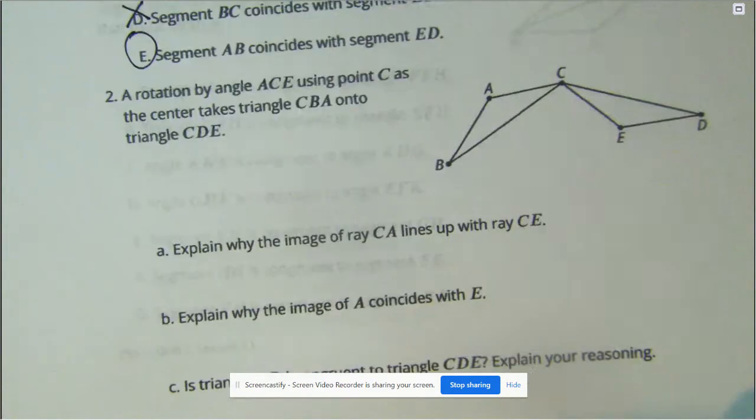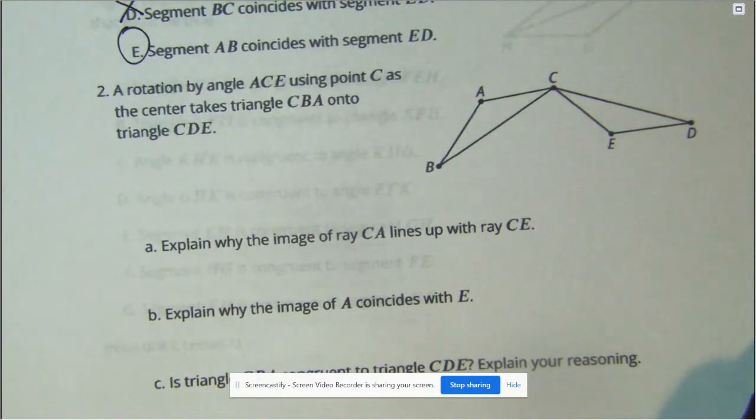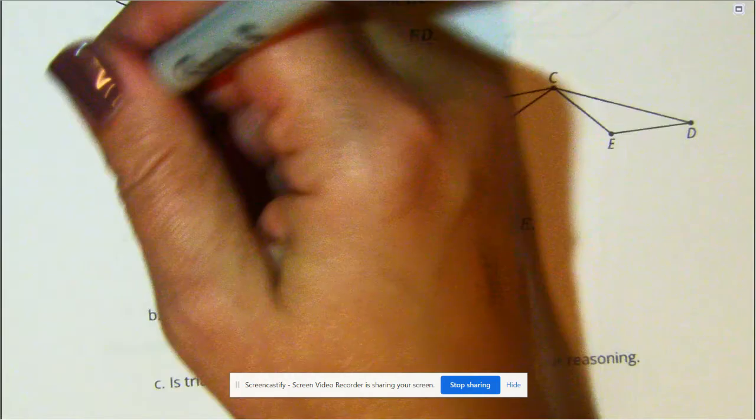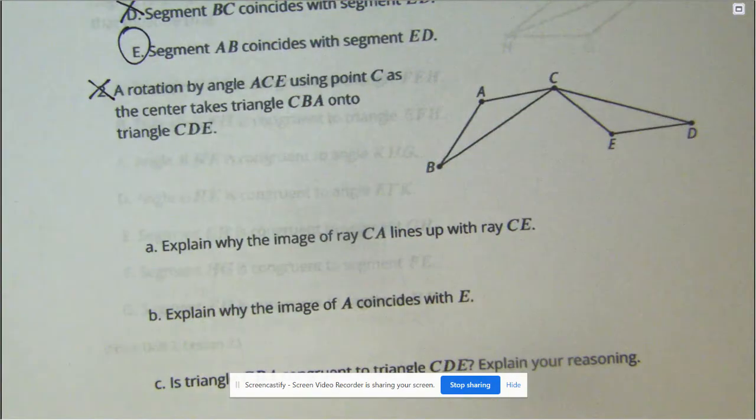Number 2, a rotation takes angle ACE. Actually, we skipped this one. Moving on.